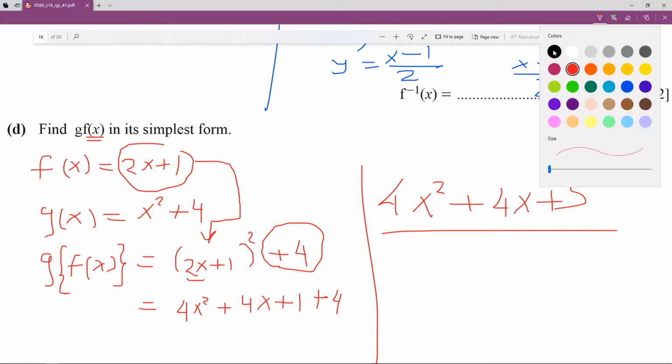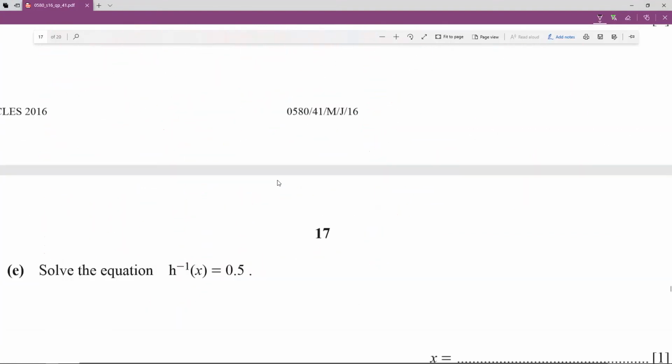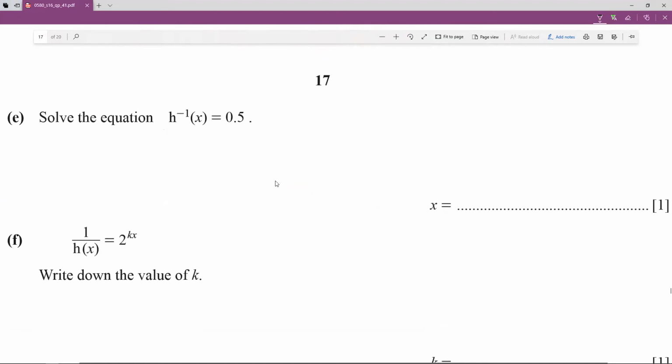Good. Now let's move to the next part, which is part E of the questions. Now part E of the question says h power negative 1 equals 0.5. Now the power negative 1, as we said in the previous parts, is called inverse. So whoever set this question simply wants you to find the inverse of function h and then equate your inverse to 0.5. Easy, huh?